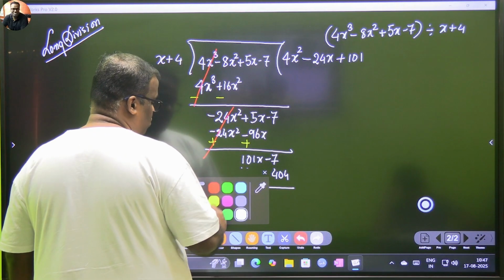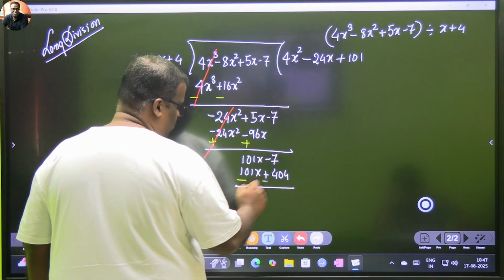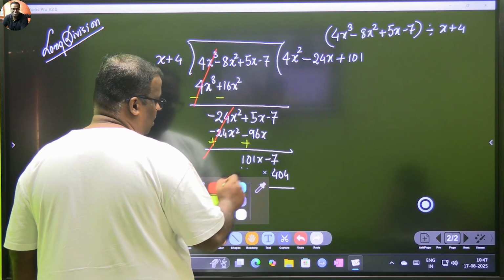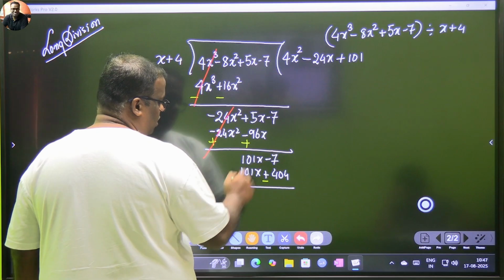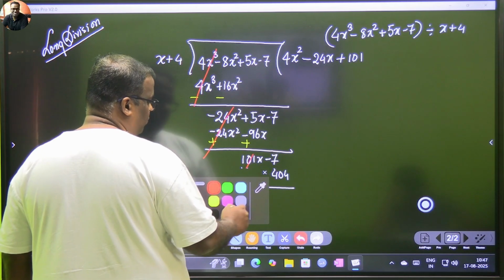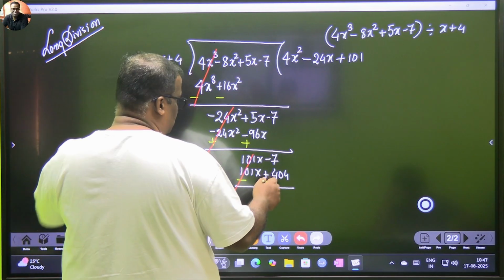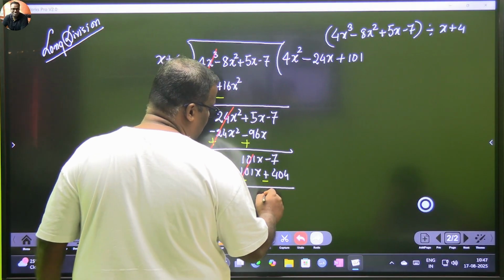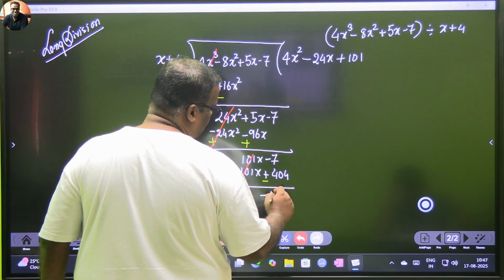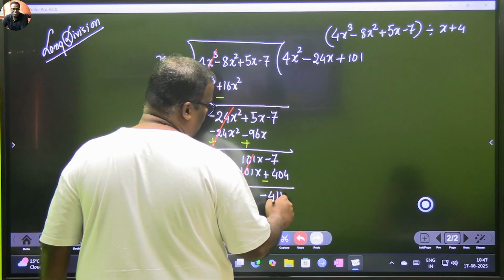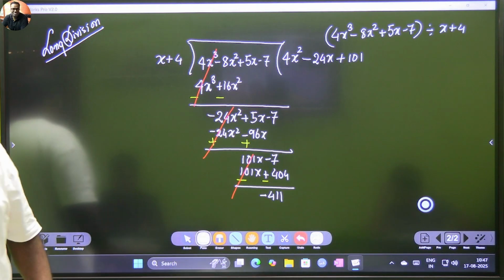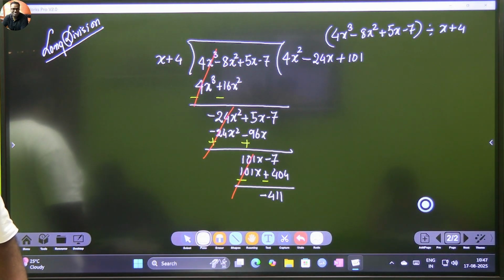Once again, swap the signs. I swap it here, I swap it here. After that, I will cancel this one. Which one? This one gets cancelled. And I'm left with only this. So negative and negative, this becomes negative 411. 7 plus 4 is 11. So this much is the remainder that is left. Is there a mismatch with the book or did you solve the problem?